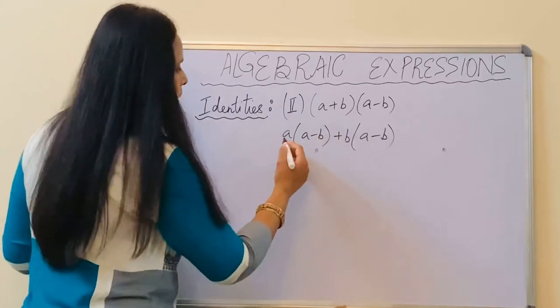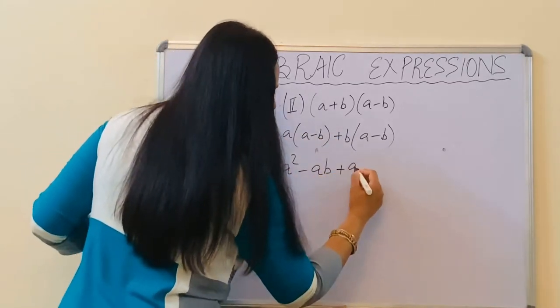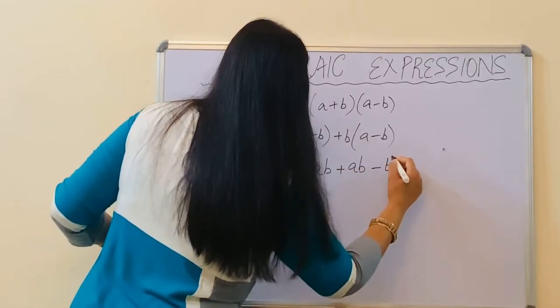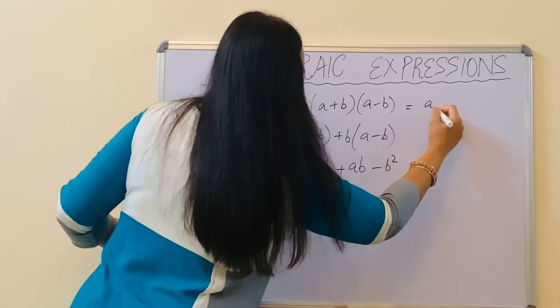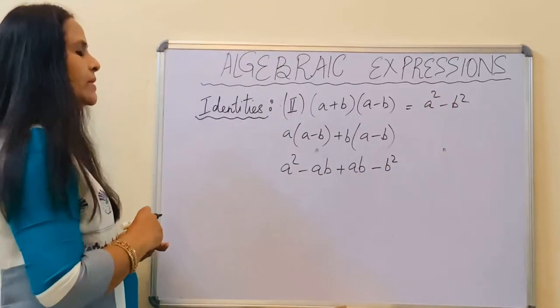We'll solve it. How? a square minus ab plus ab minus b square. It comes out to be a square minus b square. As simple as that.